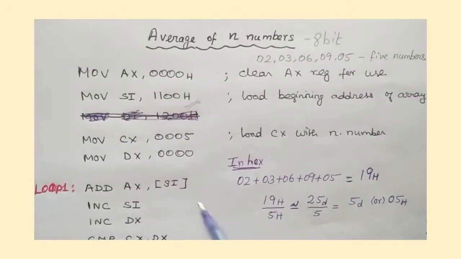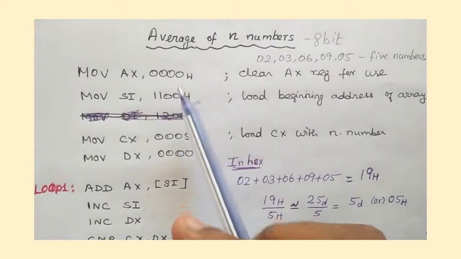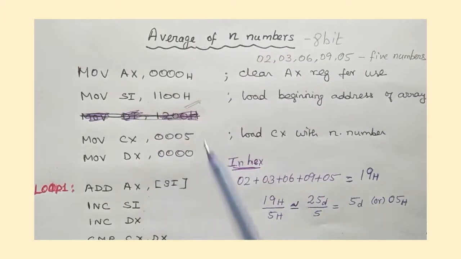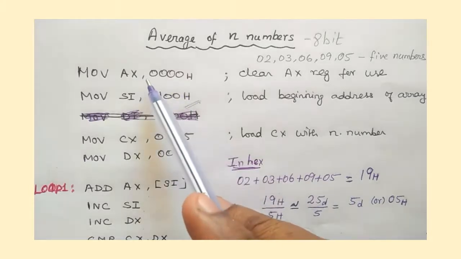To perform this addition, I have to use 4 registers. First, I have to save the value. These are the operands, so every operand should be repetitively added. The added result should be held in a register. For that purpose, I am using the AX register.